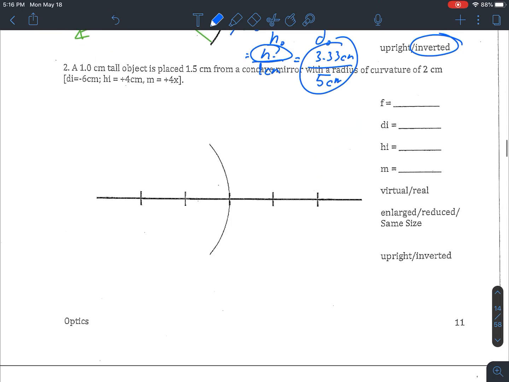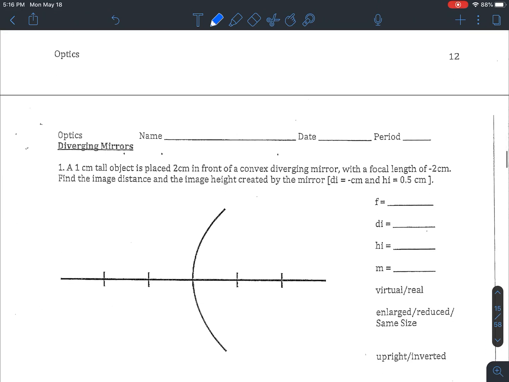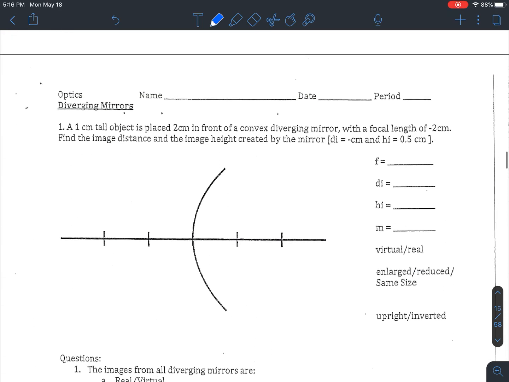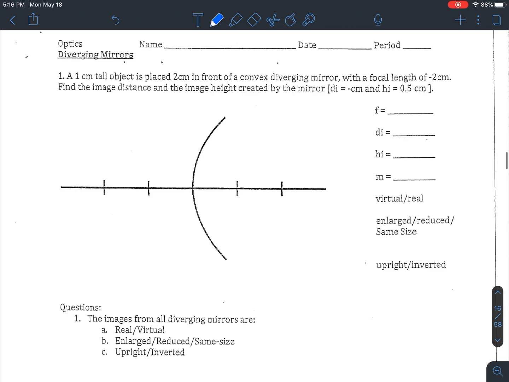Now we're going to scroll down to the next page, I believe it was, or 2 pages from now, page 13. And this is a diverging mirror. So the last mirror focused all the light into a point. This one's going to spread it out. Now, if you remember from the diverging lens, it made a virtual image, meaning the light did not actually come together. So we got to keep that in mind here.